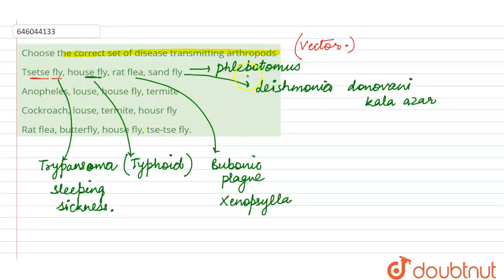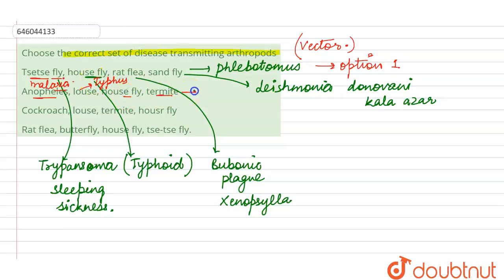Now here we see all the four are the vectors for one or the other disease. So here we can mark option number 1 as the right answer for this question, while in the other options, Anopheles is associated with causing malaria. Louse is also going to cause the disease called typhus fever, whereas housefly is already explained.